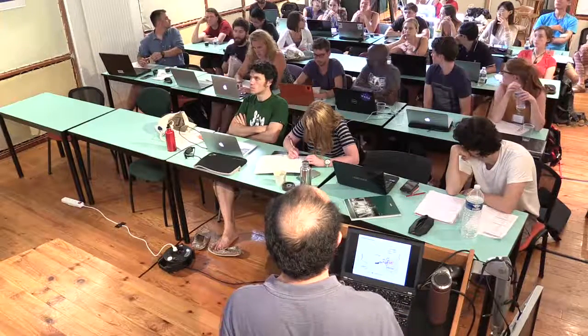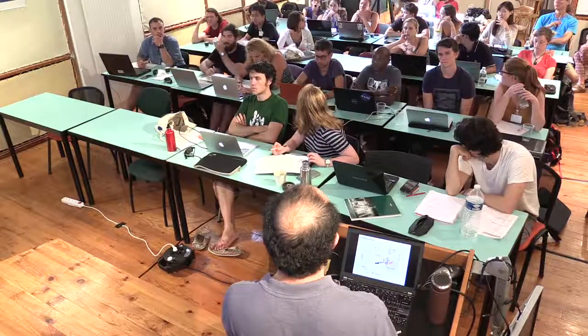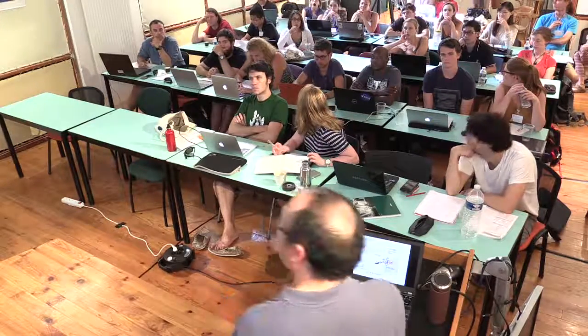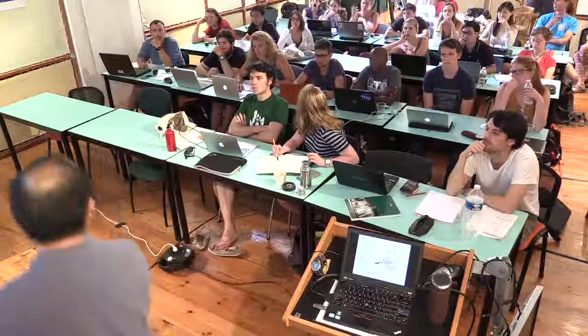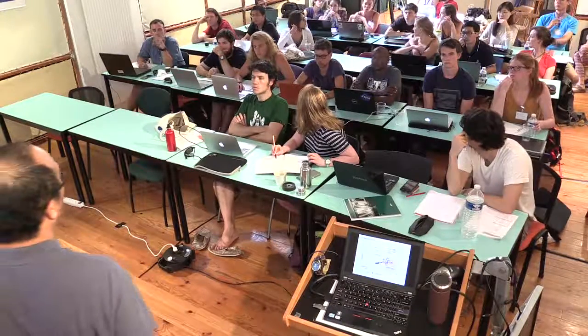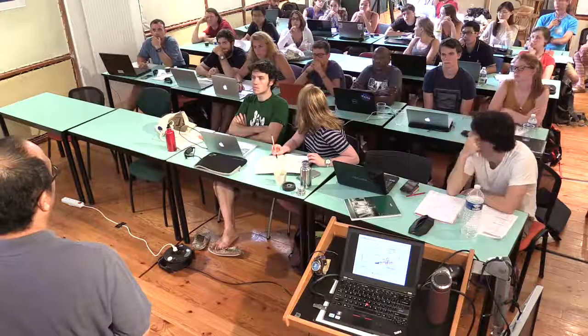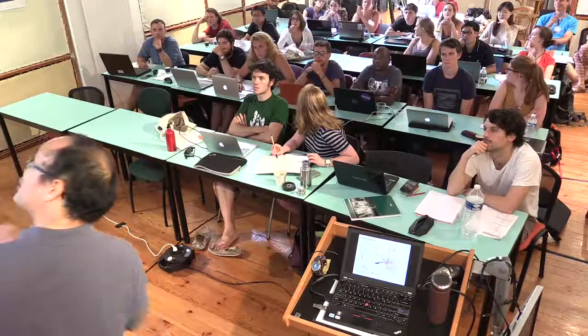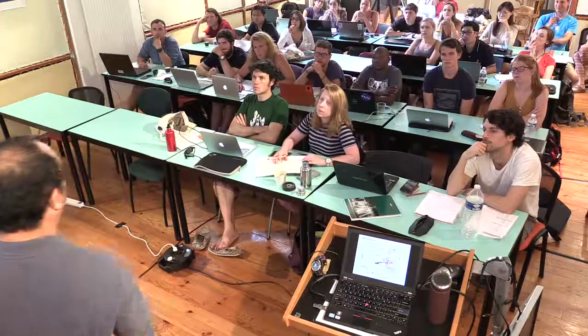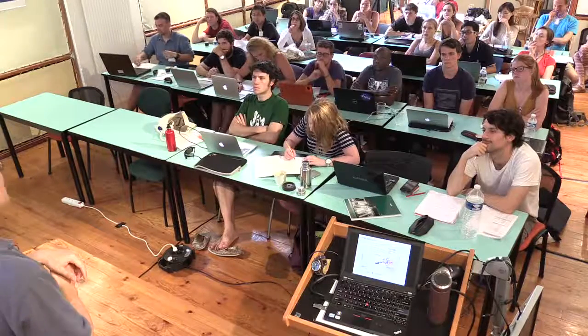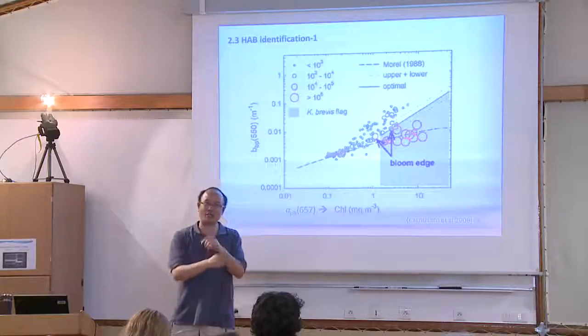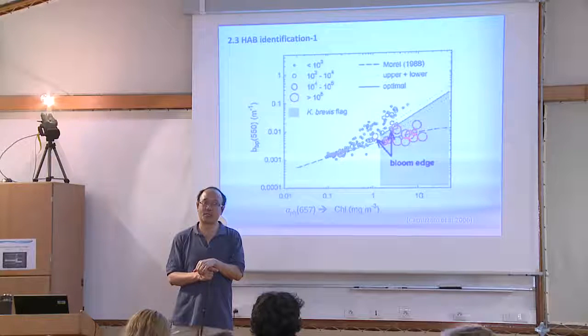What if you have a small harmful algae growing? If you have a small one, how do you detect it? That's not a bloom yet, so we can only do this when it's a bloom. If it's not a bloom, this may not work. No, the small cell. Small cell?